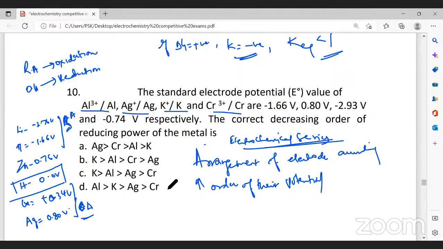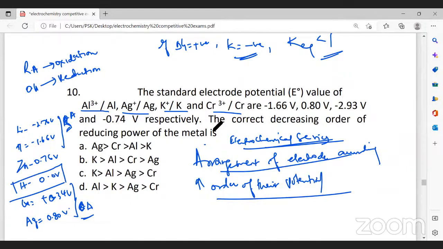Did you follow this? Now the question: the electrochemical series is the arrangement of electrodes according to increasing order of potential. They're asking the correct decreasing order of the reducing power. So the lesser the potential, the greater the reducing power. Which has the lesser potential?